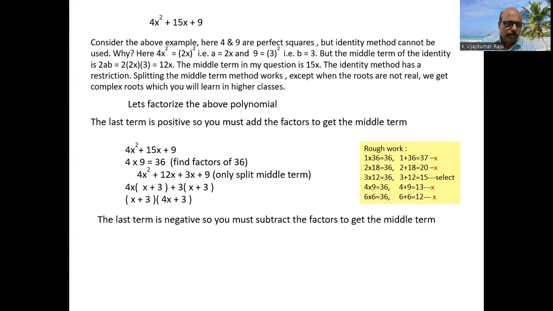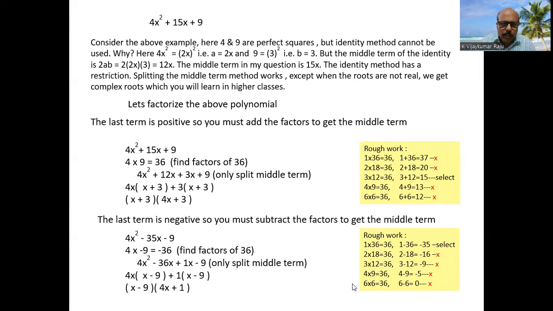Now see this is the last term. Suppose this is negative. If this is negative, you must subtract the factors to get the middle term. Okay? If the last term is negative, you should subtract the factors to get the middle term. So let us consider the example. 4x square minus 35x minus 9.